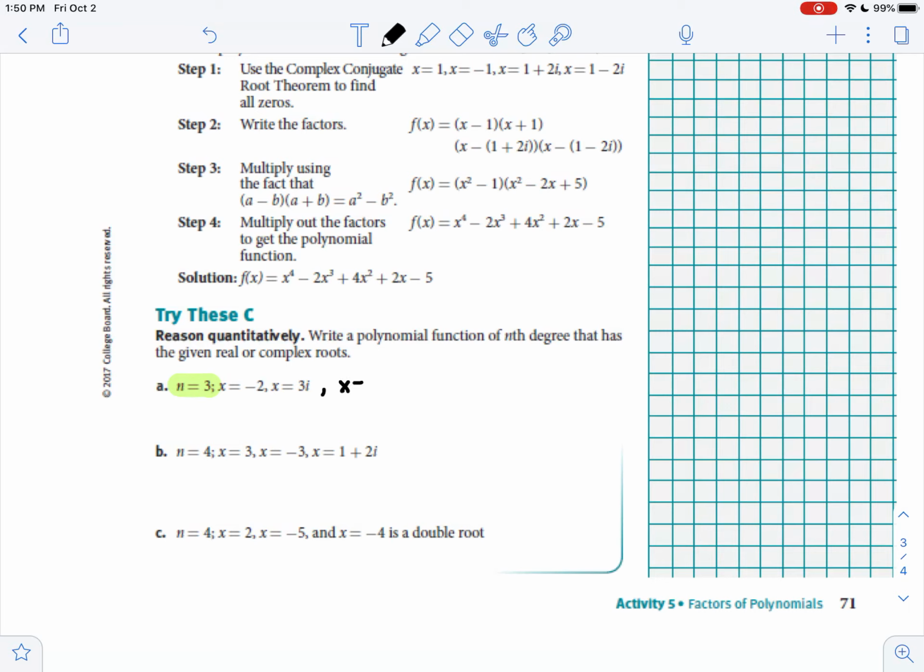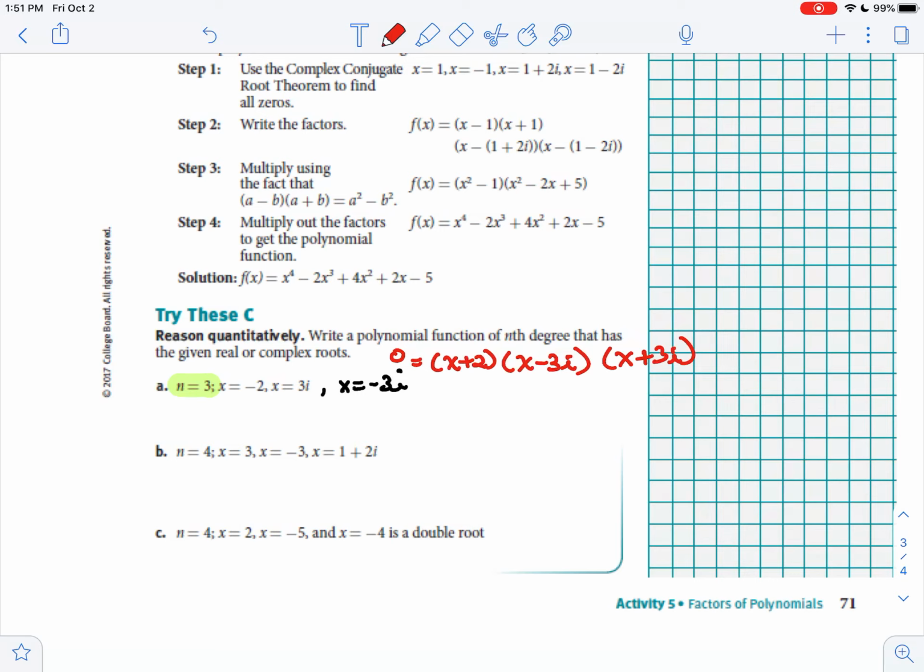Well, that means that if 3i is a root, then x equals -3i also is a root. And so we're going to need to include that when we write our equation. Okay, so now time to write the factors. So for x equals -2, well, that came from x plus 2. And then for x equals 3i, that came from x minus 3i. And for x equals -3i, that came from x plus 3i. Okay, and then, of course, we set it equal to 0, and then we'll change it to f of x.